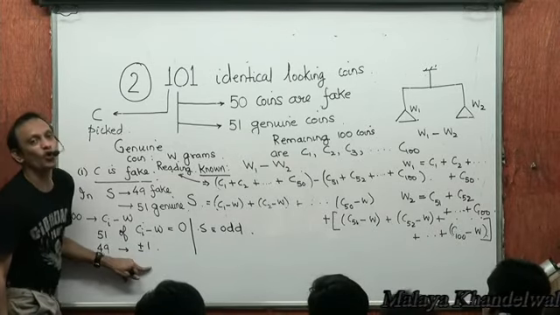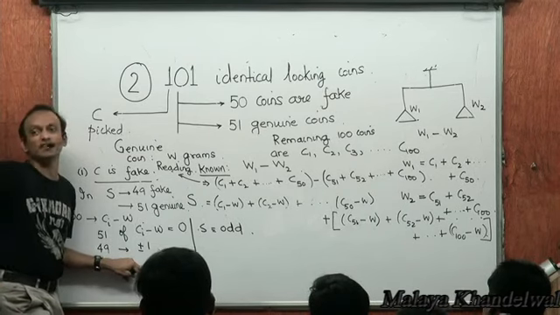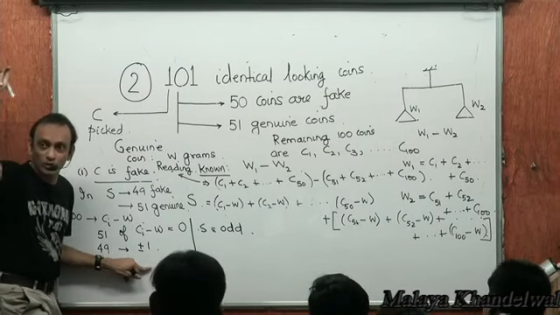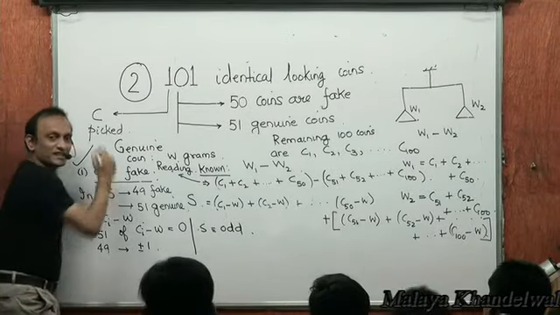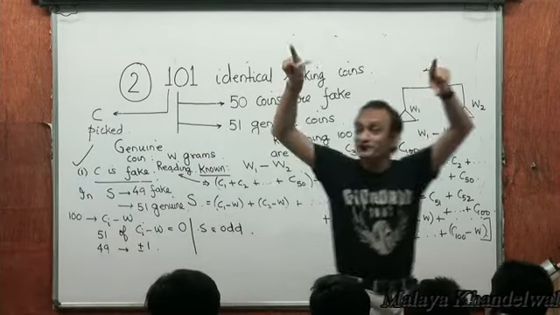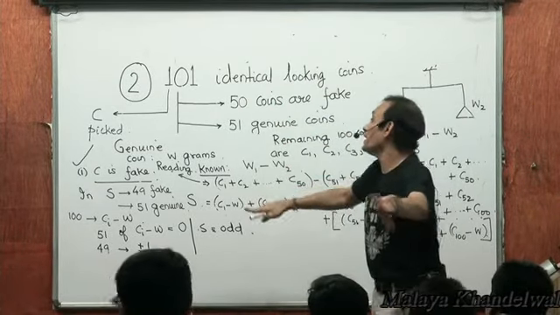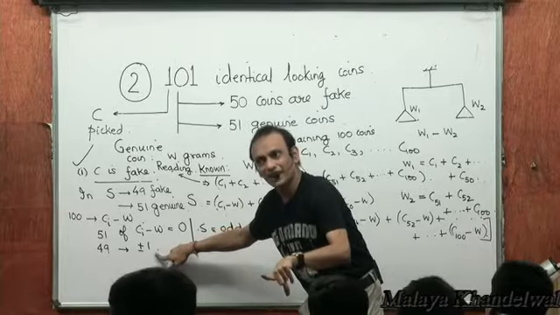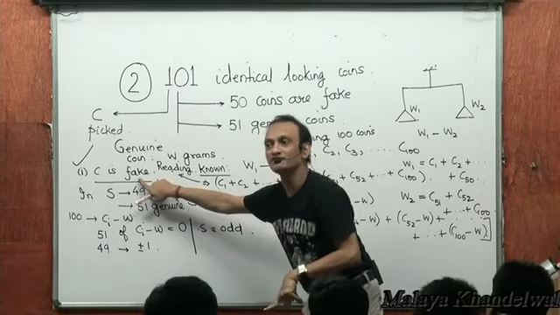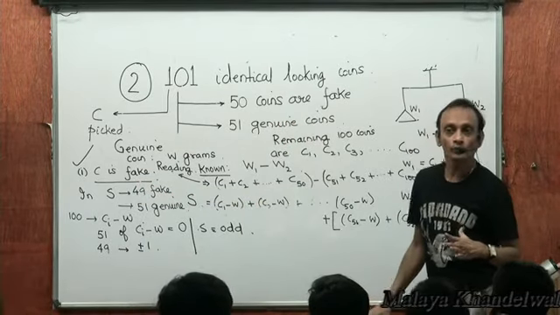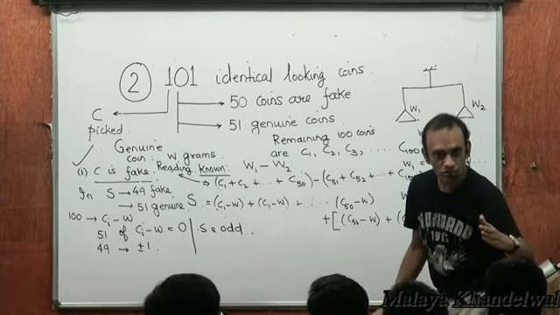Now if the sum S is odd, then the original difference that we started with would also be odd. That means if the difference is odd, then we can say that C is fake. If W1 minus W2, which boiled down to S, gave me an odd parity, then C will be fake. Yes or no? Do you understand this? Right? Are you confused?